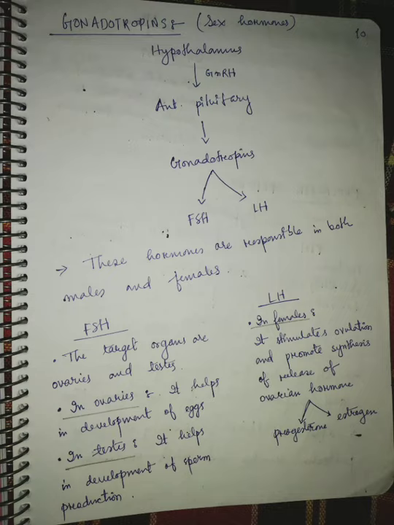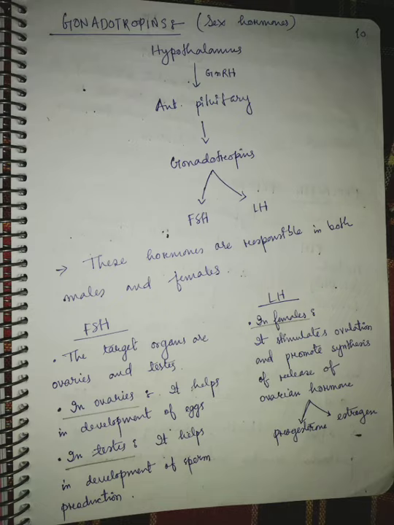Coming to the next point, gonadotropin, the sex hormone. The hypothalamus releases gonadotropin releasing hormone. It stimulates the anterior pituitary to secrete gonadotropin. There are two types of gonadotropin, FSH and LH: follicle stimulating hormone and LH, luteinizing hormone.